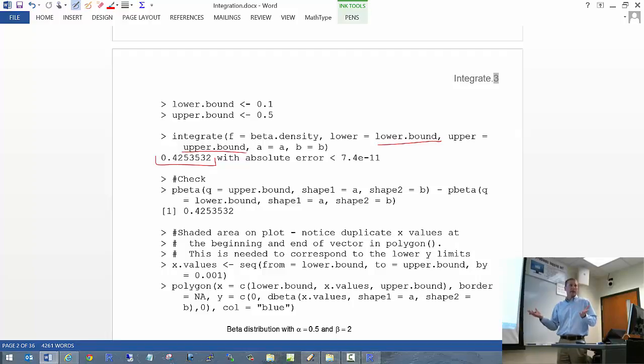I can check that using the pbeta function. P for probability, beta for beta distribution. I'm going to find the probability that x is less than 0.5, and subtract off the probability that x is less than 0.1 using the pbeta functions, and what do you know? I get the same thing. That's good. So you can see using the integrate function is not that difficult.